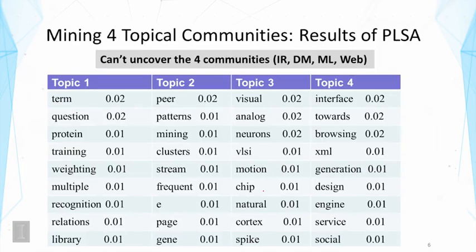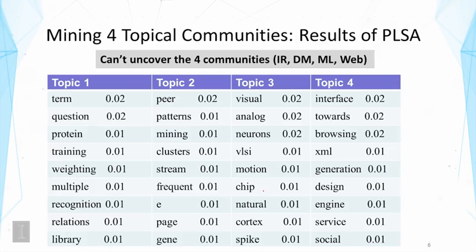So here are some sample results from that paper. And this slide shows the regular results of using PLSA. The data here is DBLP data, bibliographic data about the research articles. And the experiments have to do with using 4 communities of publications: IR, information retrieval, DM stands for data mining, ML for machine learning, and web. There are 4 communities of articles.